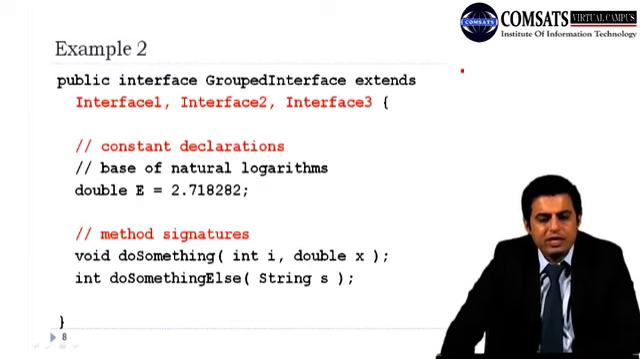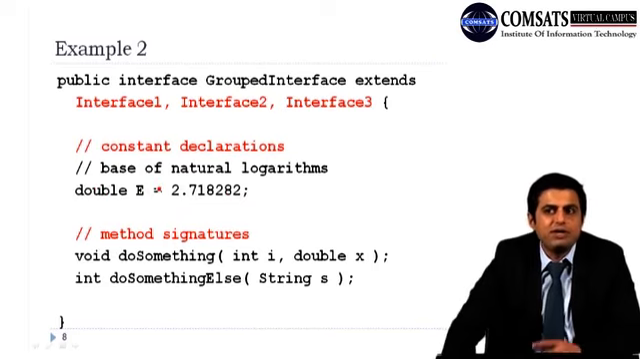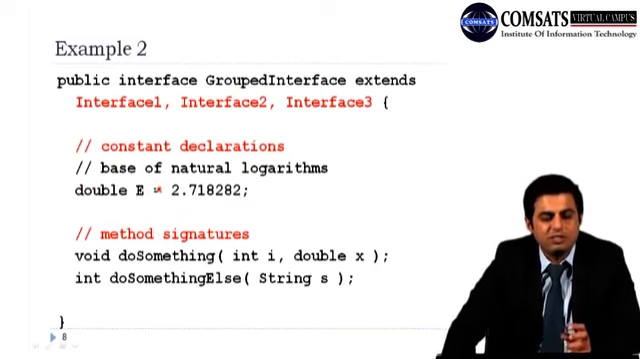Okay, if we look at another example, there is an interface named group interface, and it is actually extending 3 other interfaces. Now you can declare multiple interfaces as well, and you can have inheritance in the interfaces as well. In the body of this, you have got the base of natural logarithms, double E. Now double E, basically this is a constant. This is not a variable, and this is not an example of a dynamic variable. This is a constant one because it has got a particular value in it.